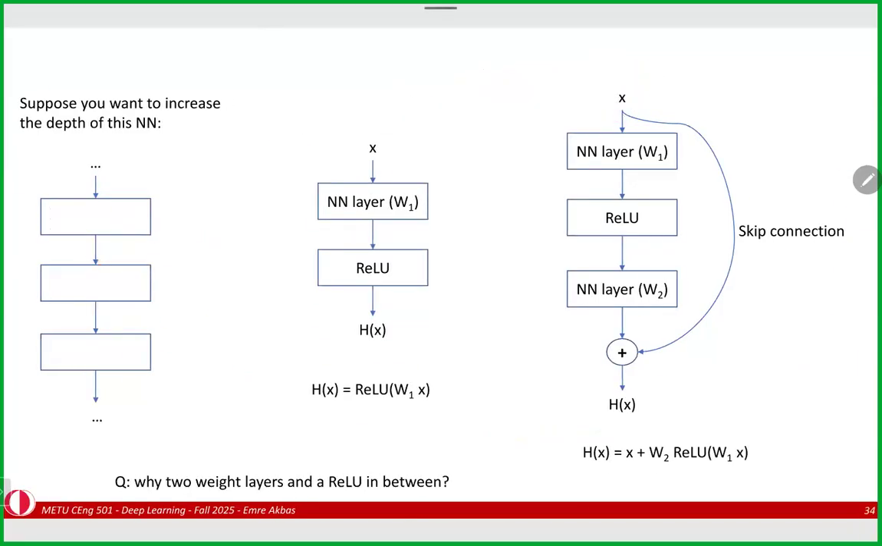And I have a question here. Why do we need this one? The question is why 2 weight layers and the ReLU in between? Why not just 1 layer? So why not just x plus something like this, right? The question is that.